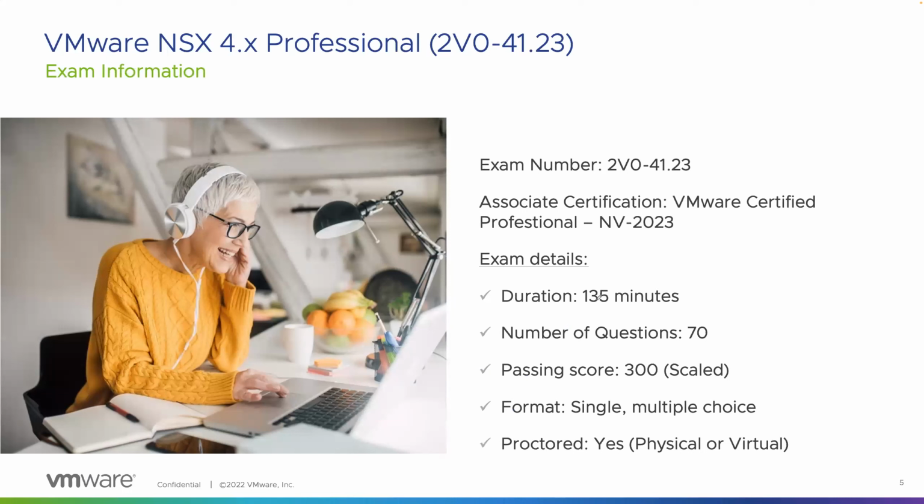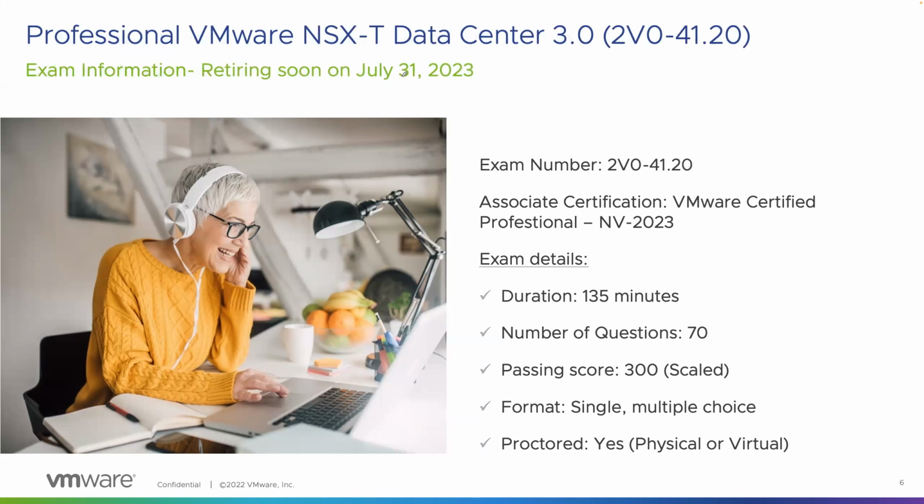As everybody knows, the duration is more than 2 hours, 135 minutes, and the number of questions is 70. You have to get over 300 points to pass the whole exam. This is the VCP-NV exam. And we also have a relatively old exam, which is 2V0-41.20, related to NSX 2.0.